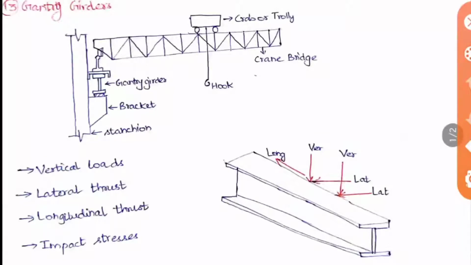It is just a crane bridge supported here. This is used for any weightlifting purposes and all. This is the simple diagram showing you the assembly of these gantry girders and the crane bridge.